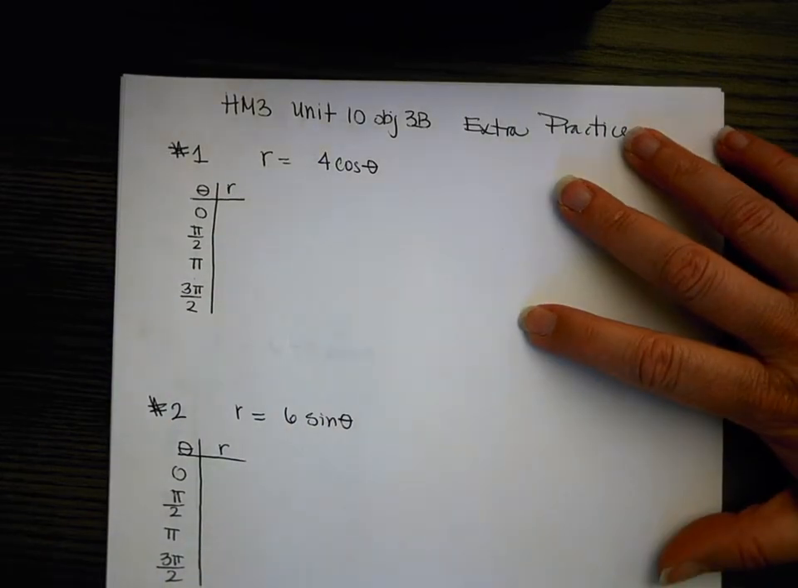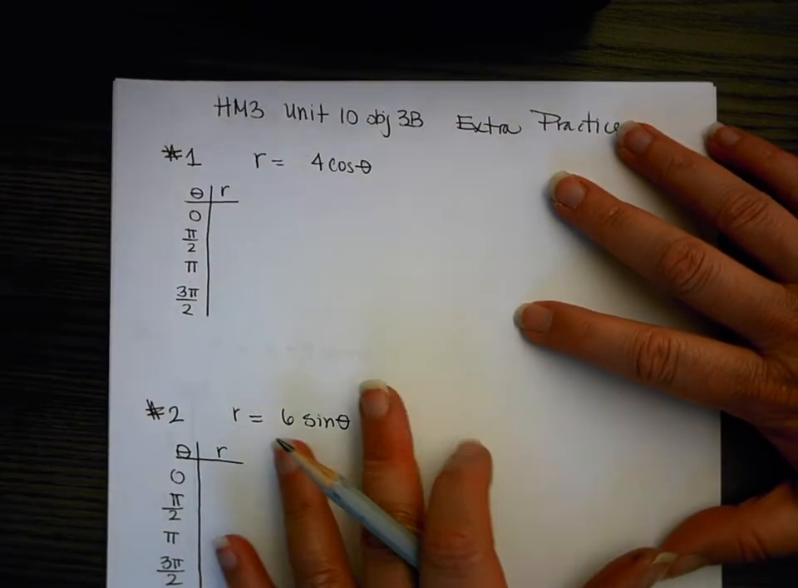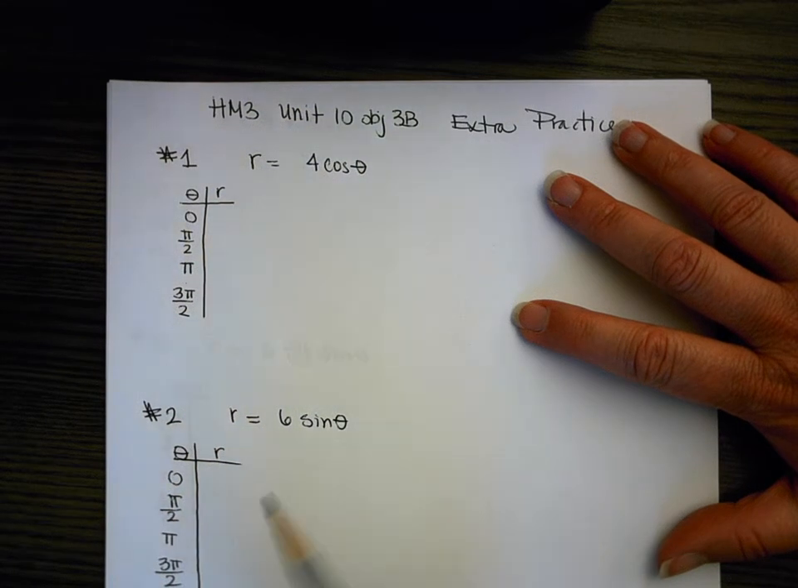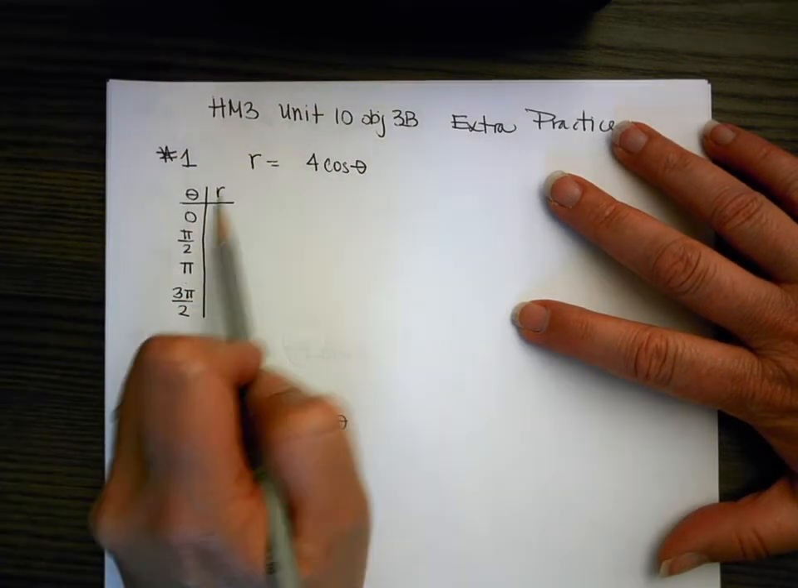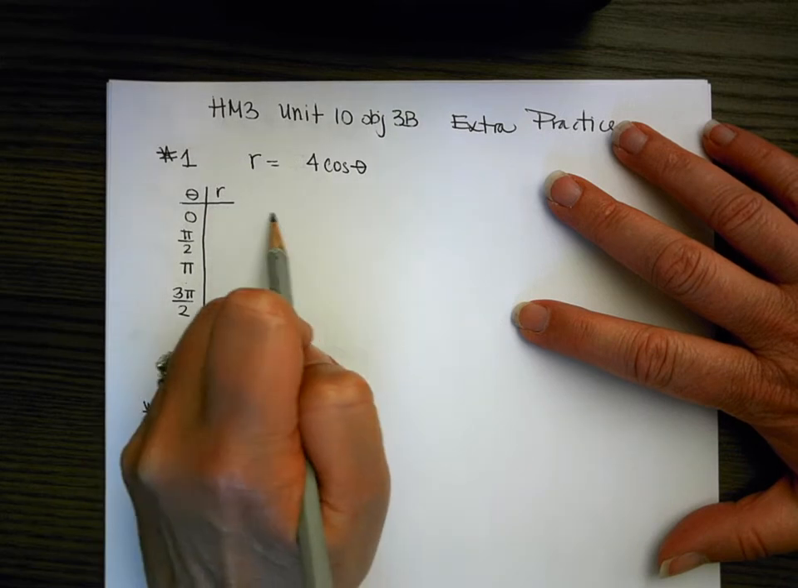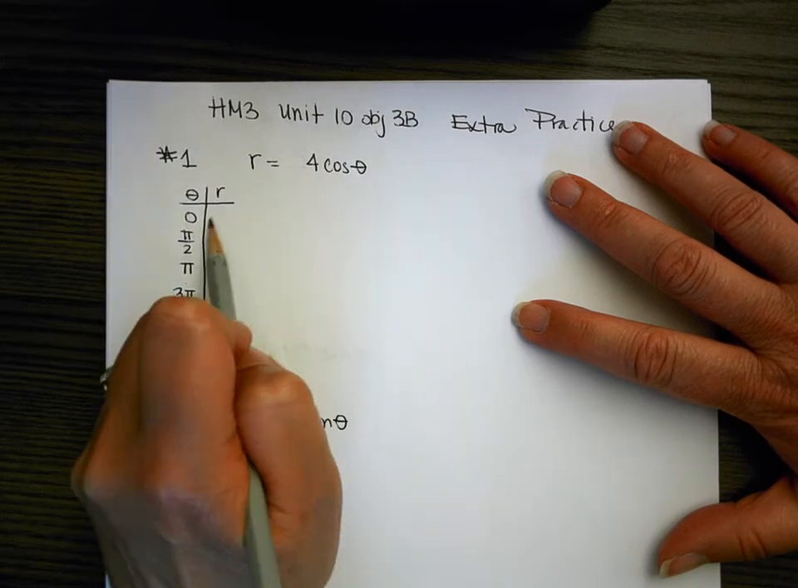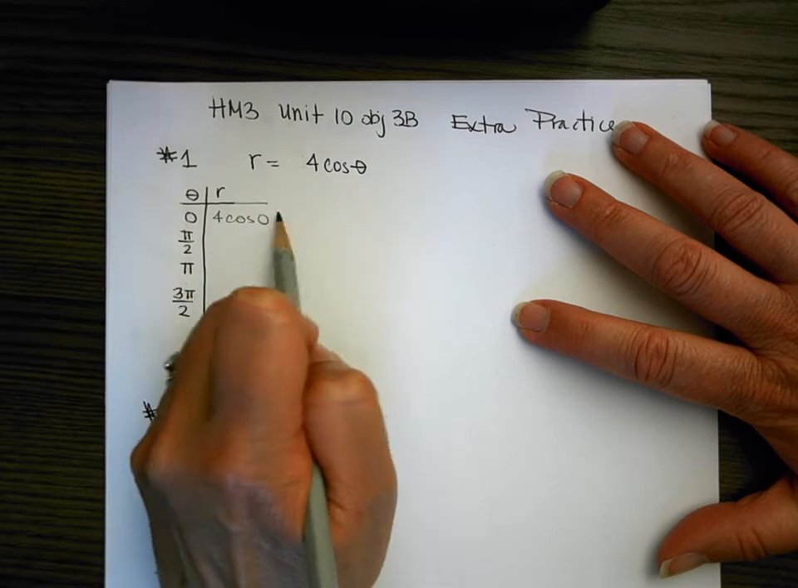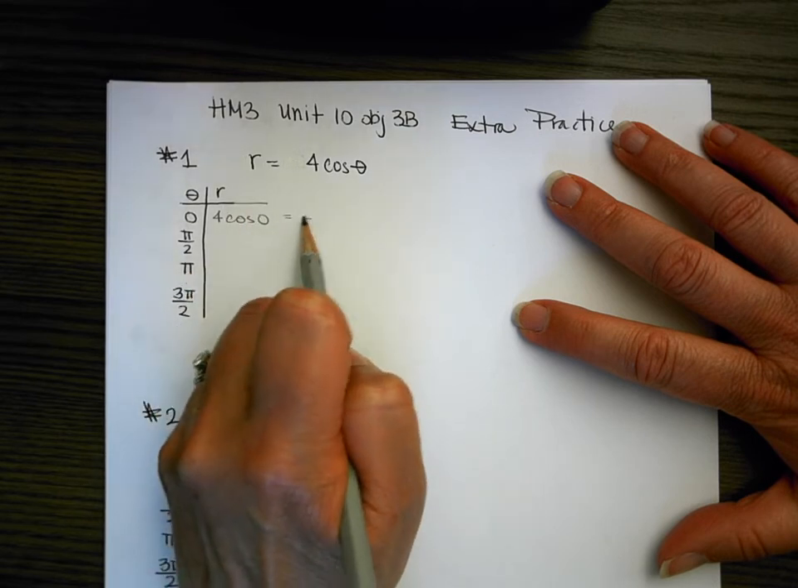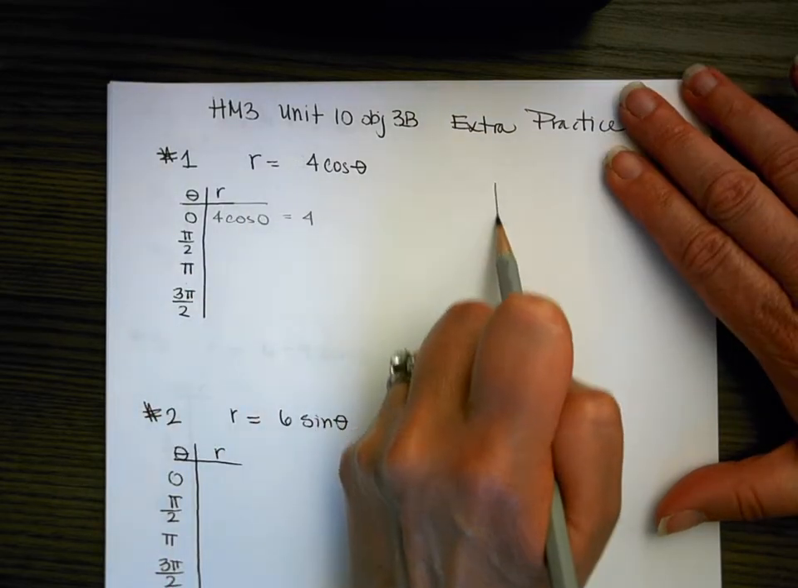So I'm going to use the tables on some of these, and some of them I'm going to do without the tables just to remind you how to do that. So if I take a look at theta equals 0, I'm going to do 4 cosine of 0. And I know that the cosine of 0 is 1, so 4 times 1 would be 4.